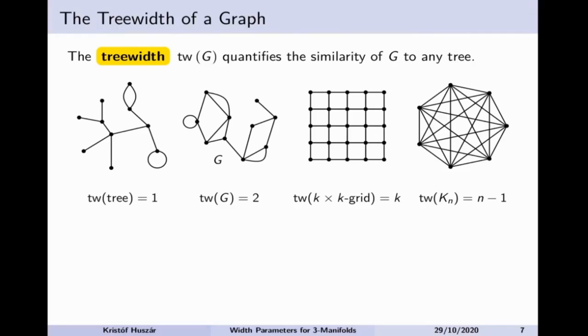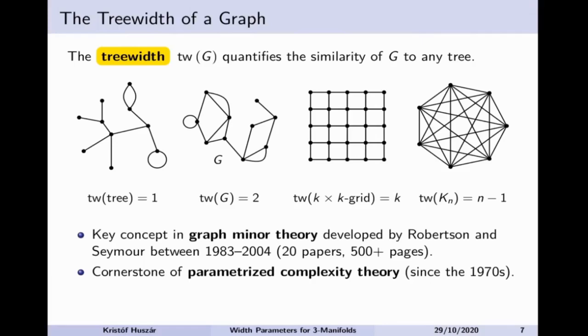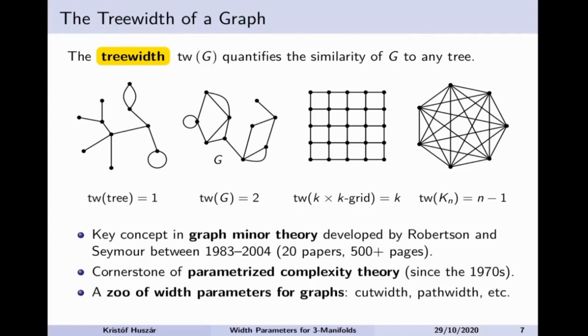Many of you, I think, are familiar with this concept, and you know that it has been a key concept in theoretical computer science, most notably in graph minor theory. It is also one of the cornerstones of parameterized complexity theory, as we have seen in some examples on the previous slide. And of course, over the decades, people have considered various different kinds of width parameters that capture the structure of a graph in one way or another. Today there is really a zoo of such parameters one can study and try to relate to each other.